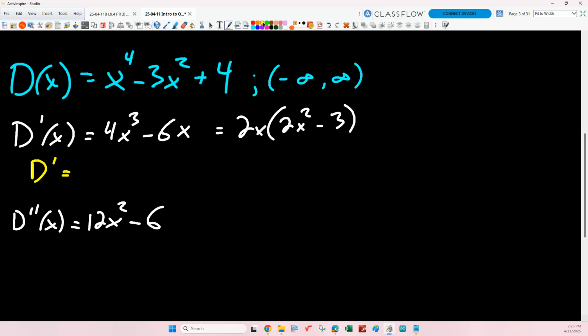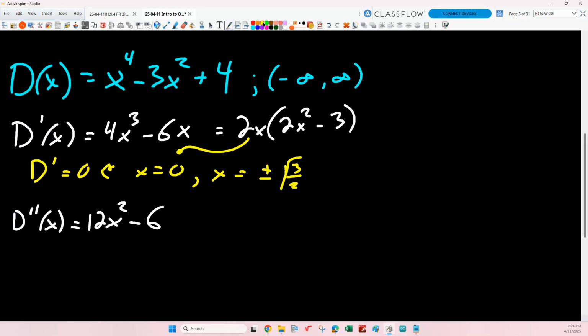So what are my critical numbers? Good. d prime equals 0 at x equals 0 from that factor, and x equals plus or minus the square root. So it's one big square root if we do it that way, right? That's fine. We'll just leave it like that. We don't have to rationalize the denominator. So I get 3 critical numbers.